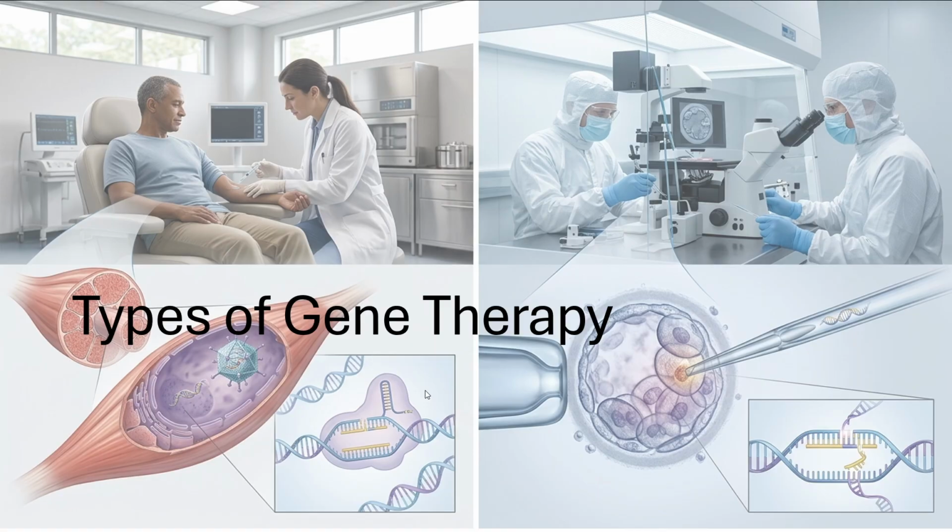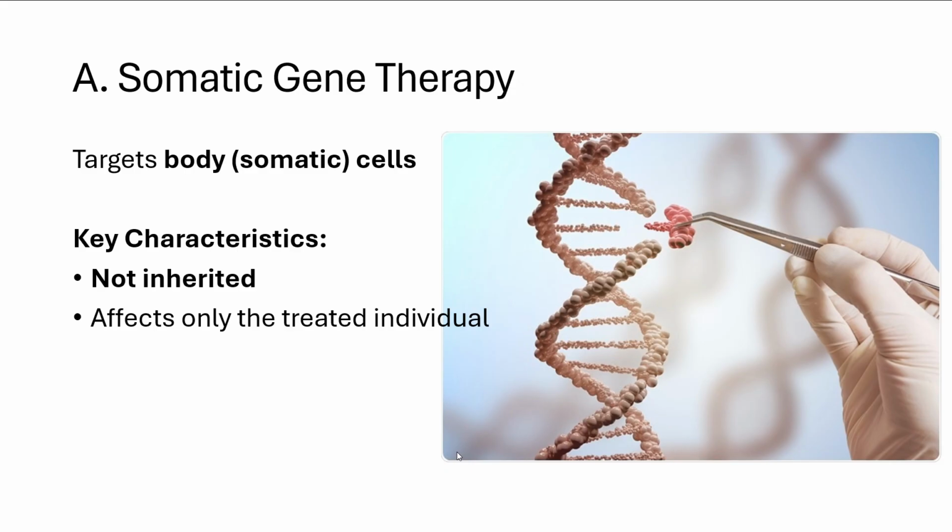So we have different types of gene therapy which have different effects, different usage, and come with different ethical and social concerns. So let's take a look at each one of them. First, we have somatic gene therapy. This kind of gene therapy targets body or somatic cells. Key characteristics: it's not inherited and affects only the treated individual. So for example, if a person is suffering from a disease or disorder such as cancer, let's say very specifically, liver cancer.